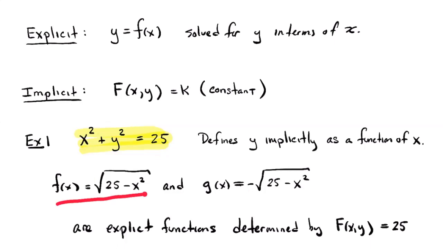One of them I've called f of x, the positive square root of 25 minus x squared. The other one I'm calling g of x. It's the opposite of that. It's negative the square root of 25 minus x squared. So two different implicit functions are determined by that equation, F of x, y is equal to 25. And let's look at some graphs.